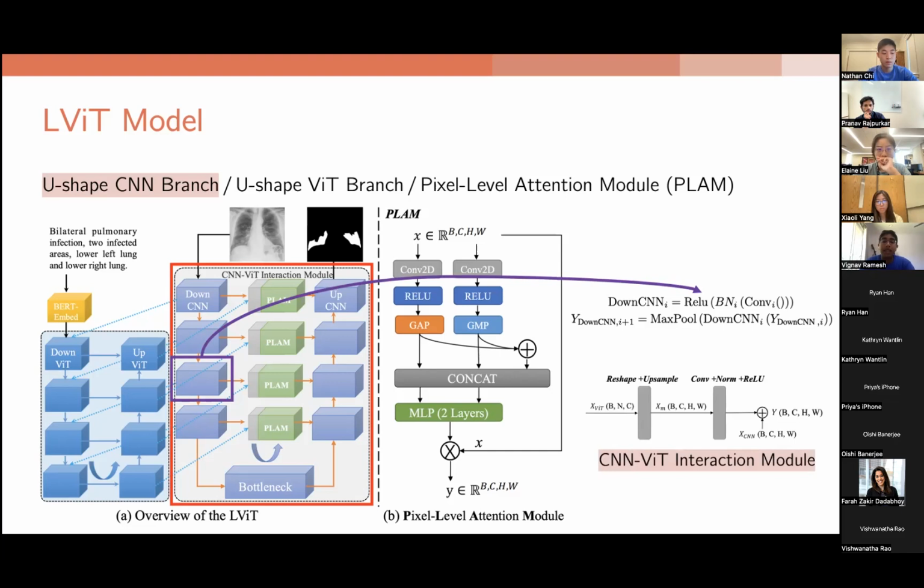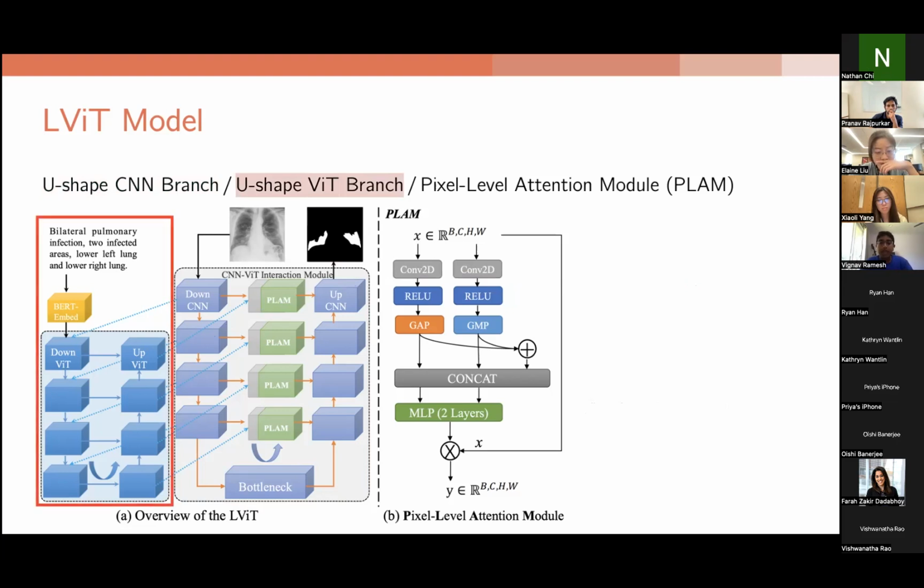A CNN ViT interaction module is also designed to align the features from the ViT with those of the CNN. And here, by align, what we mean is really make the features the same size. As you can see in the interaction module figure, the ViT features are reshaped and upsampled and then connected with the CNN features via the add operation to construct CNN ViT interaction features that further integrate the textual and visual information.